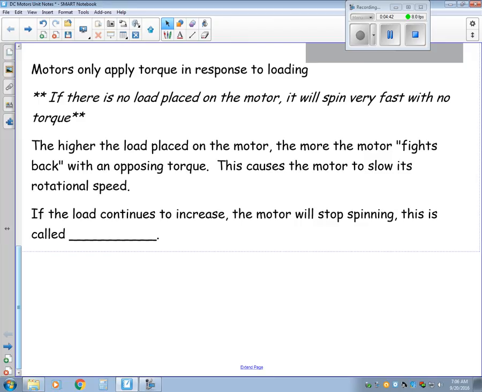So the higher the load you place on the motor, the more the motor is going to fight back with an opposing torque. This will then cause the motor to slow down its rotational speed. Now, if you continue to place higher and higher loads, the motor is going to slow down and eventually stop. When it stops, that's what we call stall. So when you stall a motor, that's when you've placed a load so great onto the motor that the motor stops turning. That's very dangerous for airline pilots.